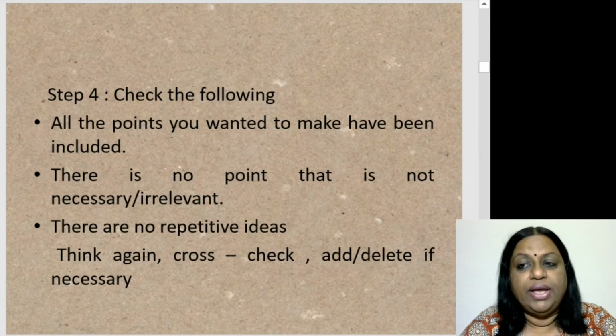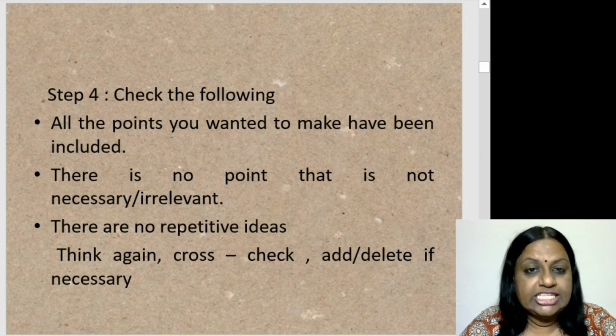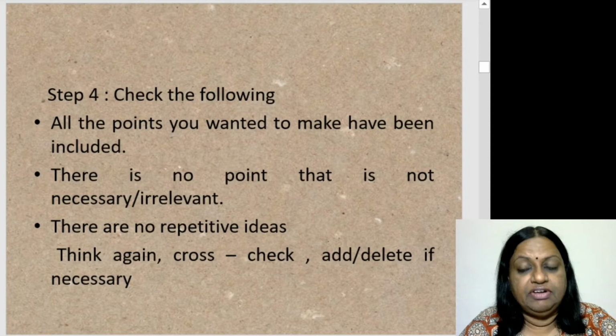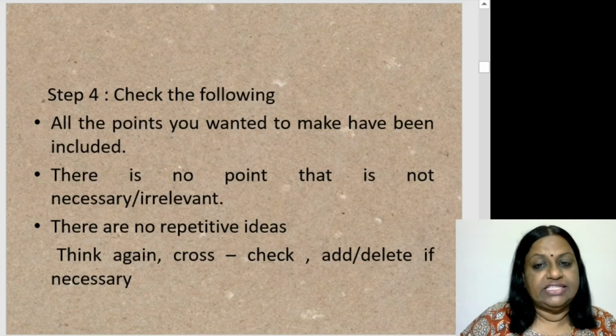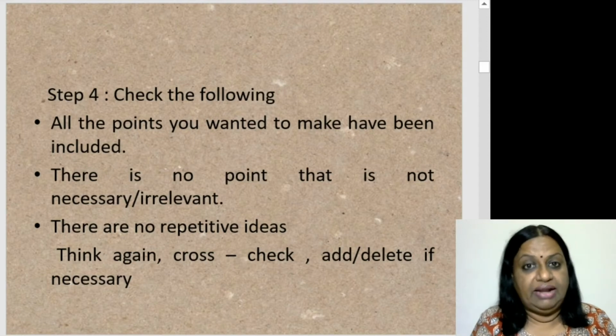If there is any point that is not necessary or is irrelevant, then you must remove it. Make sure there are no repetitive ideas. Think again, cross-check, add, delete if necessary. Okay, so this revision stage is very important in the pre-writing stage.